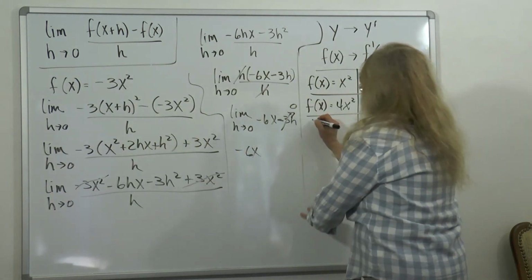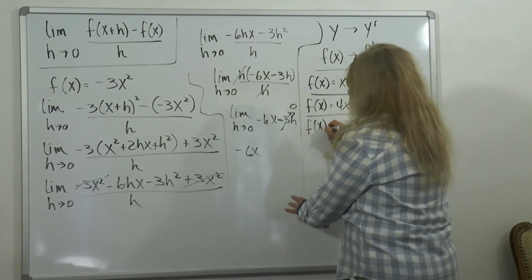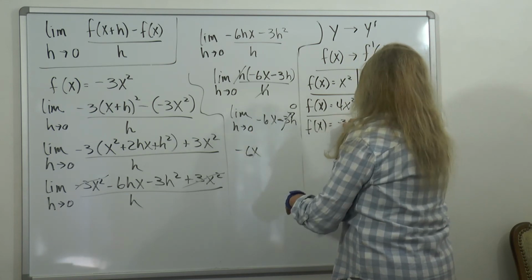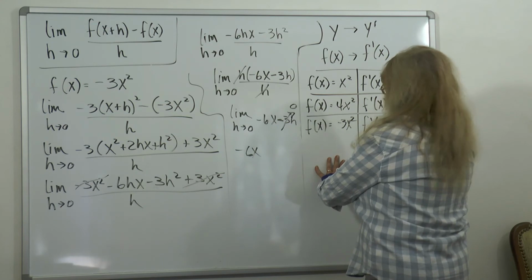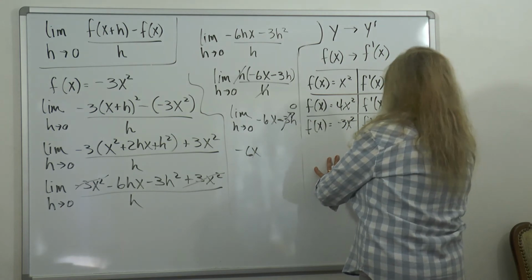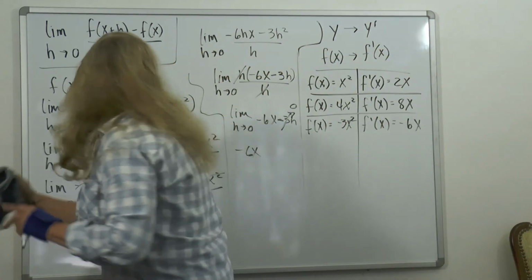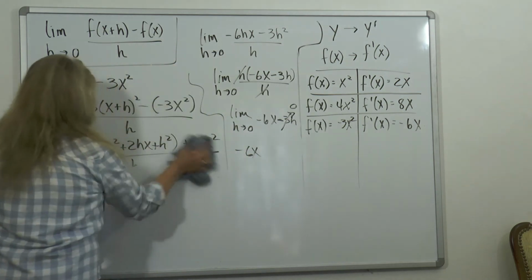Okay, so let's add that to our little chart here. When the function is negative 3x squared, the derivative is negative 6x. You might be starting to form a little pattern.